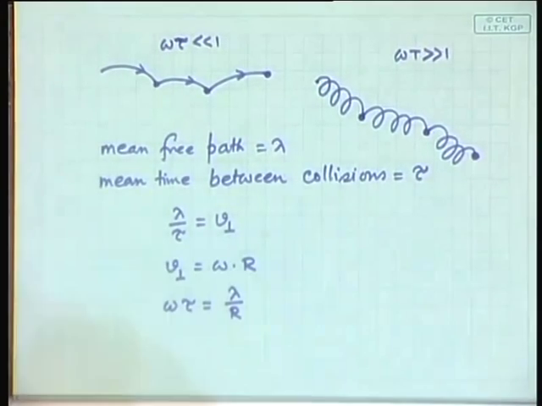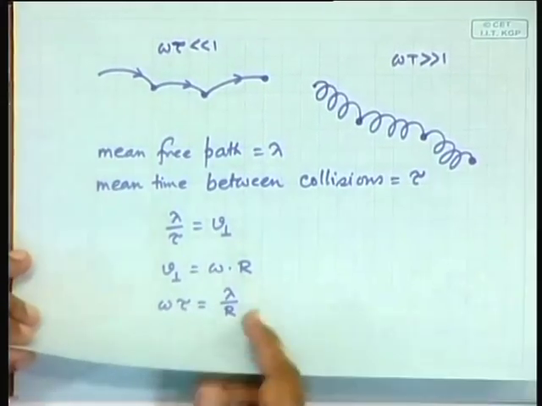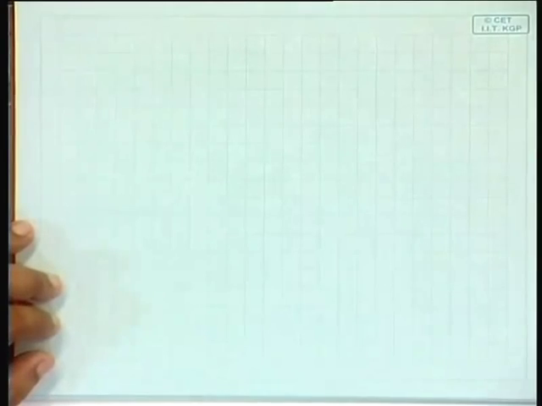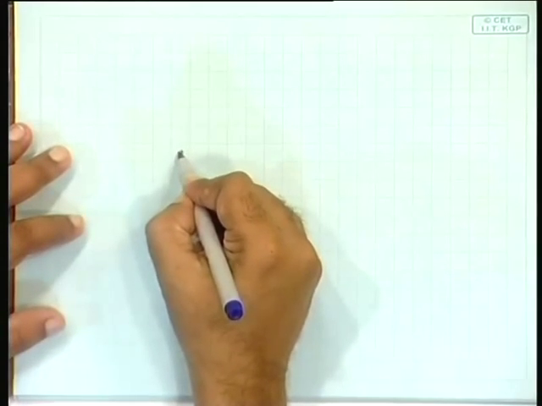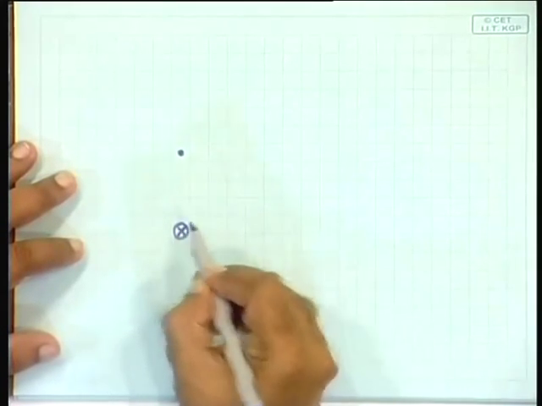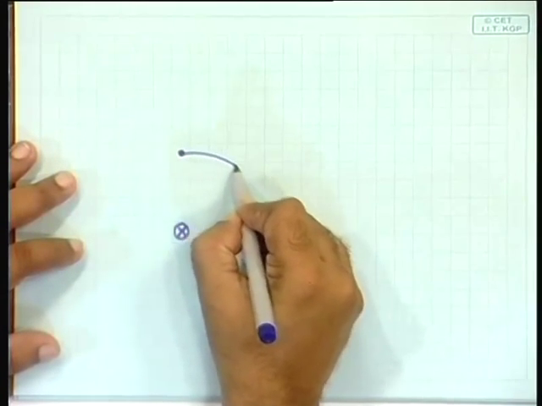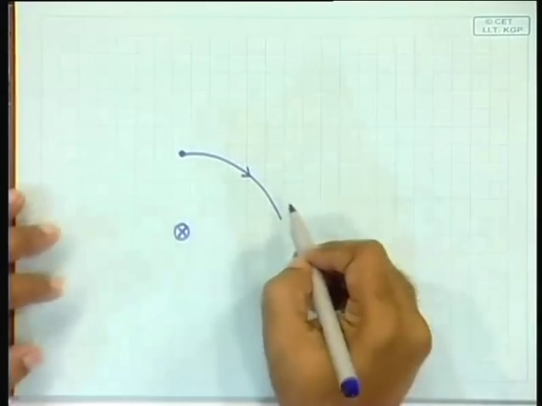So these are the two possibilities. Now, what will actually be the result of all this? Consider this. You have, consider again one electron and the magnetic field, and this fellow, as you understood, would be moving like this. And suppose it has come here.